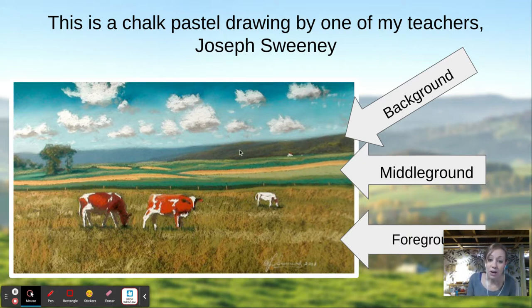Behind the house right here are some hills, and those hills are covered with trees, and you can't even see the trees because they're so teeny tiny and so far away. The background of this chalk pastel picture is these mountains with the trees on them. The middle ground, like medium far away, are these fields and the tree. And the foreground, closest to us in the front, is the cows eating the grass.